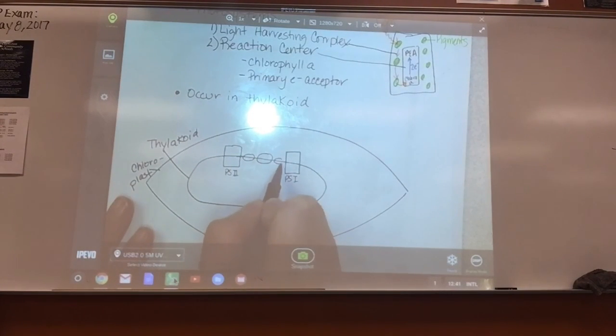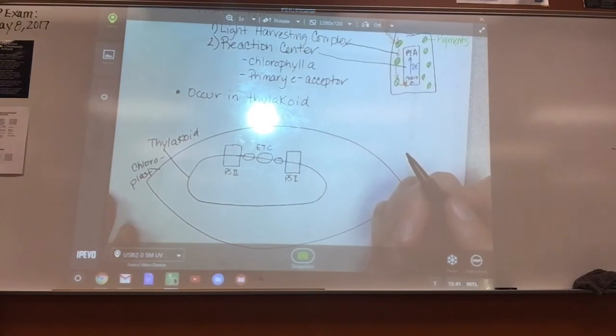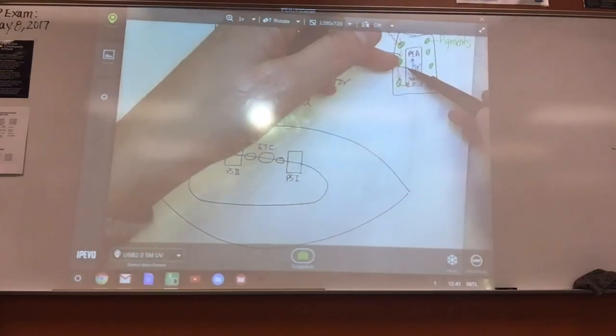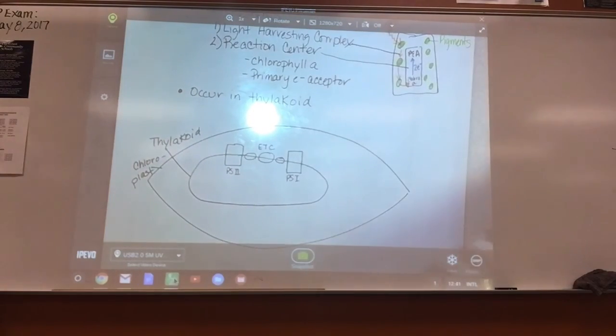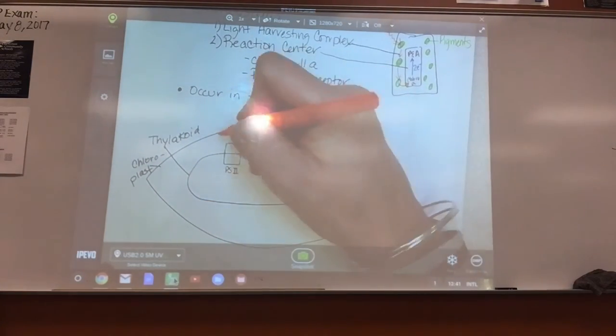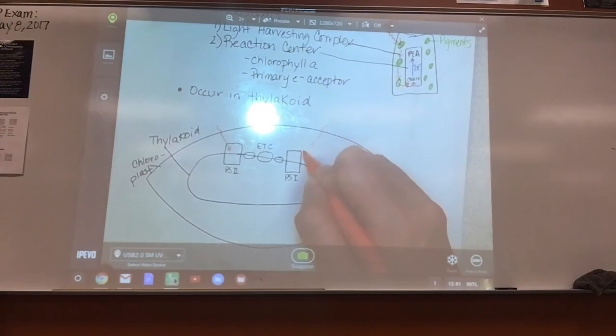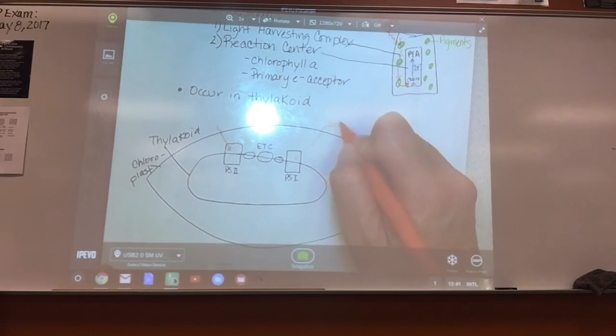Let's go back to photosystem 2. This chlorophyll A had 2 electrons that got excited, so these 2 are missing 2 electrons. This chlorophyll A is missing 2 electrons. What directly replaces those? That's where water comes in. So H2O here. So the electron part of the H's go to replace the 2 electrons here.